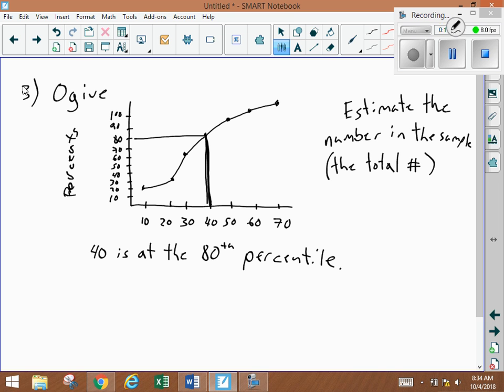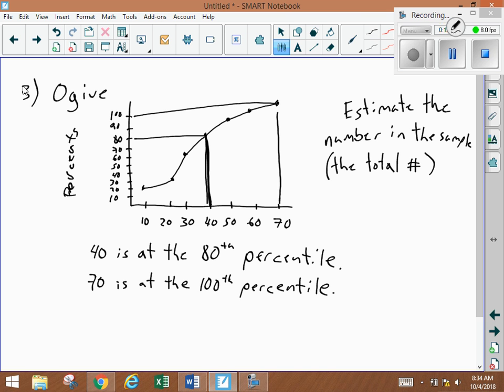And then, gosh, we're up above 100. It's supposed to look like this. Sorry, my drawing is not good. This is saying 70 is at the 100th percentile. Which means that the answer is 70, right? Whatever is at the 100th percentile, that is going to be your total.